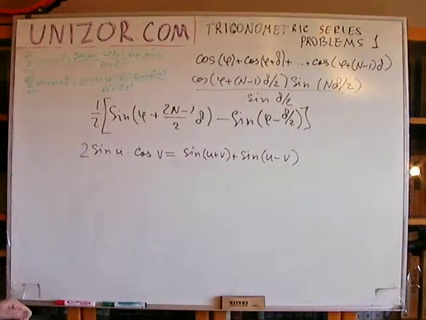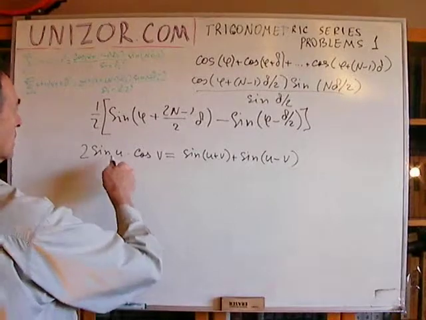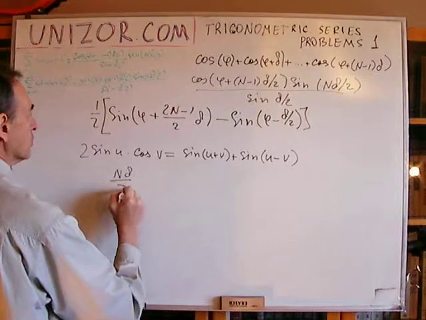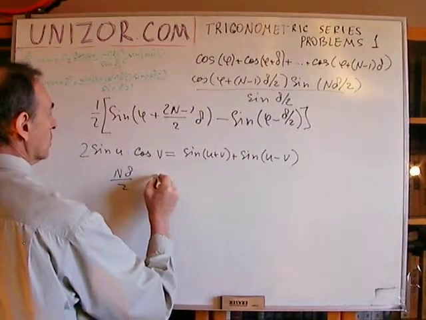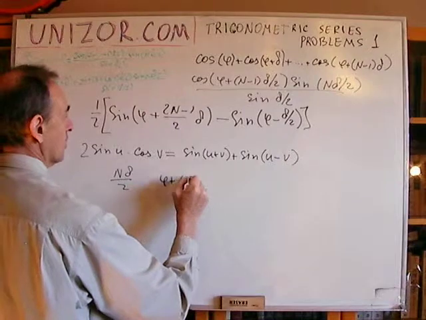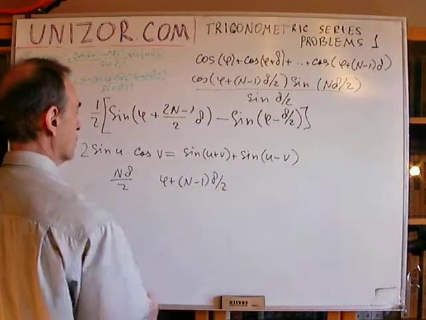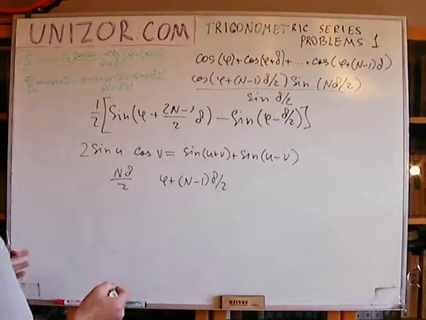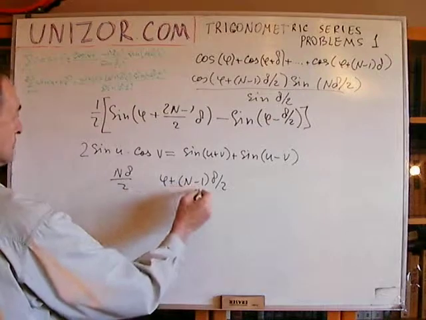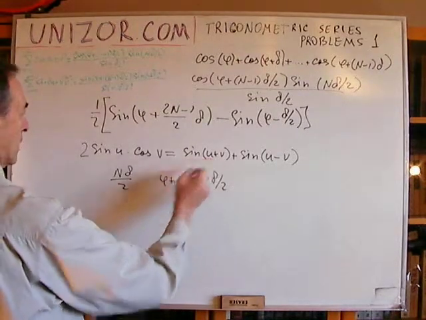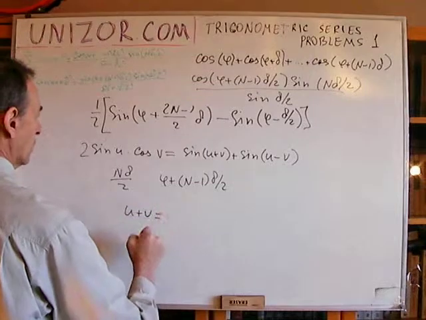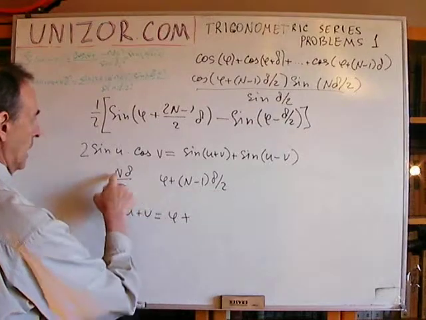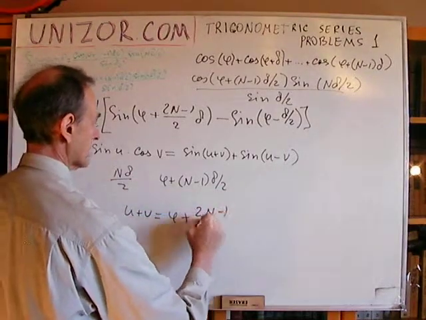Okay, so in our case, u would be equal to N delta over 2. V would be equal to phi plus (N minus 1) delta over 2, right? So let's check it out. What happens? U plus V equals phi plus N and N minus 1, so it's (2N minus 1) over 2 delta.